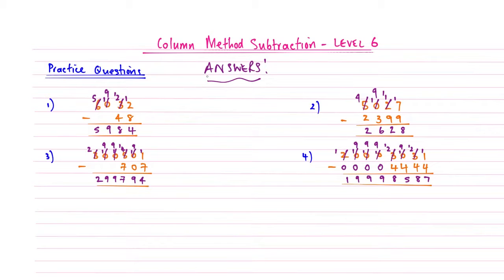So we've got 5,984. The answer to question 2 is 2,628. The answer to question 3 is 299,794. And the answer to question 4 is 19,998,587. So if you've got all those right, good job. Move on to level 6.